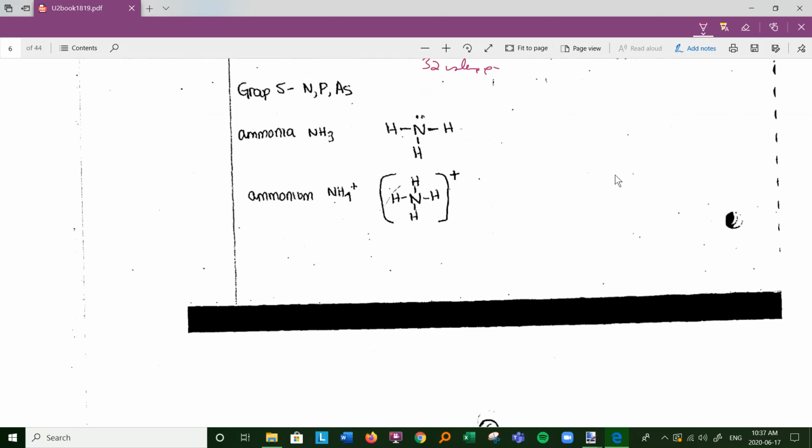Group 5, nitrogen, phosphorus, and arsenic are the most common elements that undergo covalent bonding in group 5. Ammonia is NH3, that's 8 electrons. Ammonium is also 8 electrons. To get ammonium, you got to put the square bracket and the plus sign. So nitrogen gives you 5 valence electrons. Each hydrogen gives you 1, so that's 9, but it's a cation, so I have to subtract 1, so I get 8 valence electrons. And there we have it. So ammonia is different than ammonium.